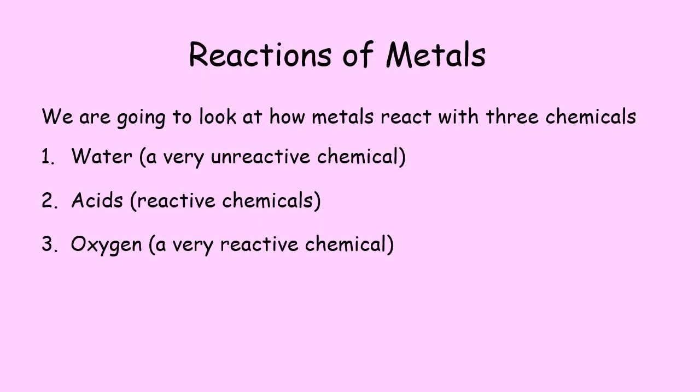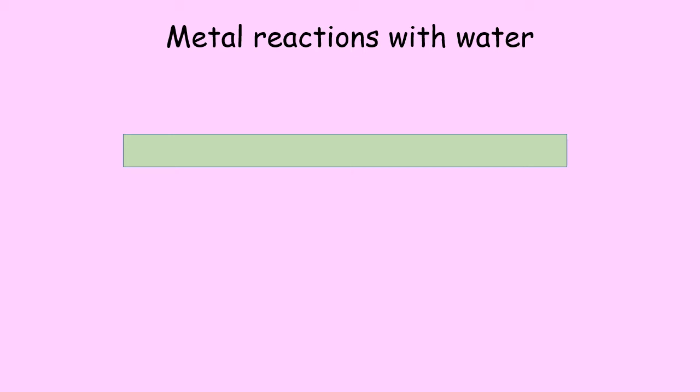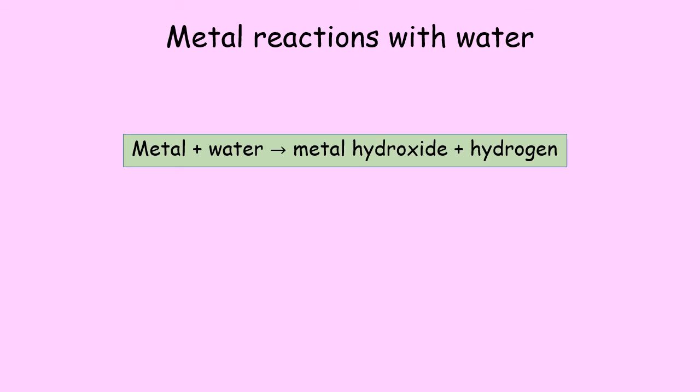Now, when it comes to metals, we are going to look at how metals react with water, a very unreactive chemical, with acids, which are reactive chemicals, and with oxygen, a very reactive chemical. We're going to learn what forms, and we're going to learn the general equations for these. So the first thing we're going to look at is metals reacting with water. Because water is so unreactive, it requires very reactive metals to get this reaction to happen. And when a metal reacts with water, the products are the metal hydroxide and hydrogen.